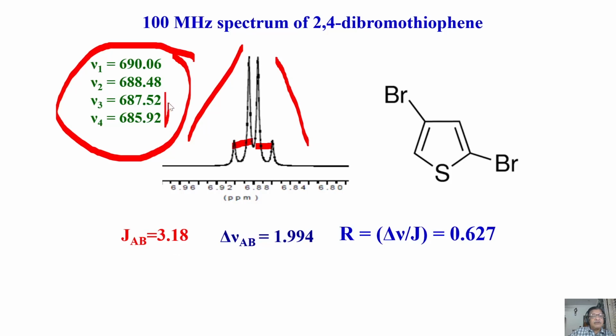I think something is wrong here. 6 minus, so 1.5. Something is wrong written here. Anyway, outer lines has to be J. Some calculation mistake is there. Don't worry.